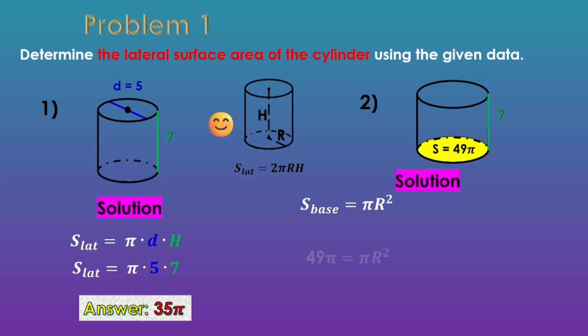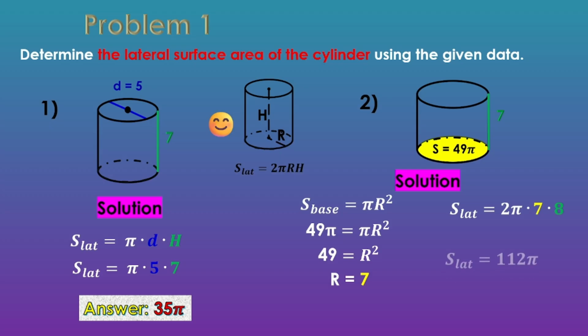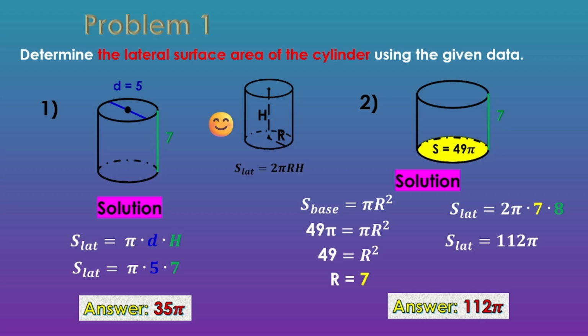That is, this is the area of a circle, which is equal to pi r squared. Hence the radius is equal to 7. Then we can substitute the found values into this formula, which is highlighted in black. So the area of the lateral surface of the cylinder is equal to 2 pi times 7 times 8. Hence the area of the lateral surface is equal to 112 pi.